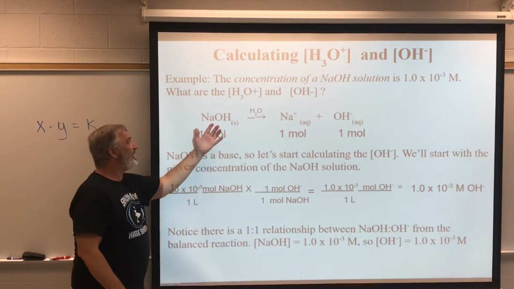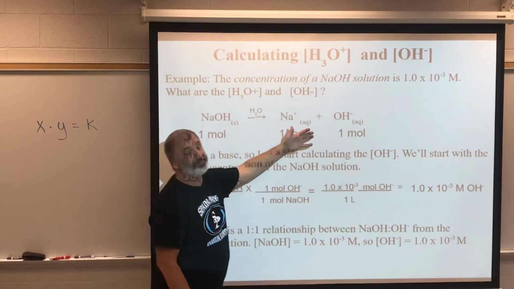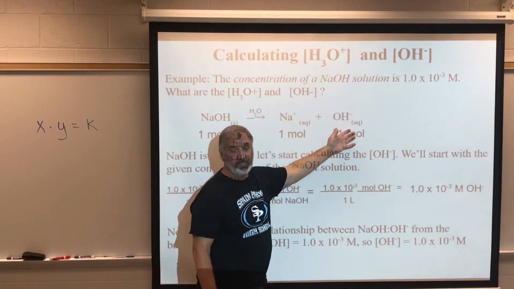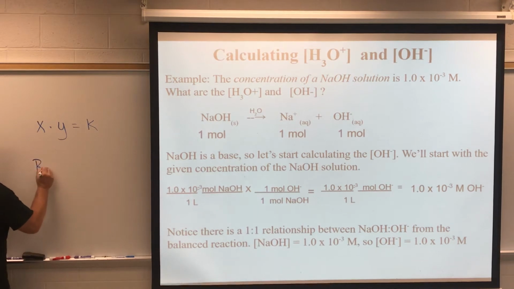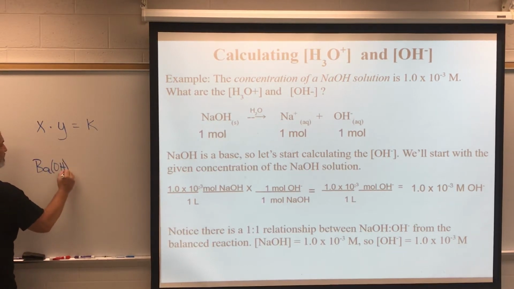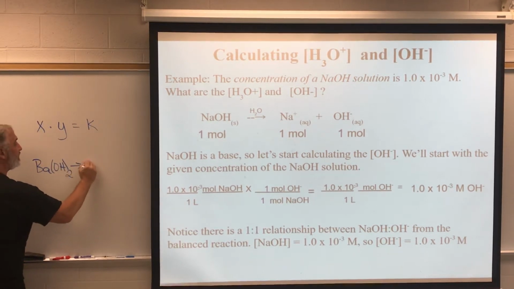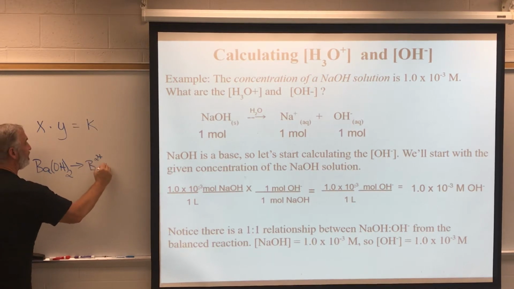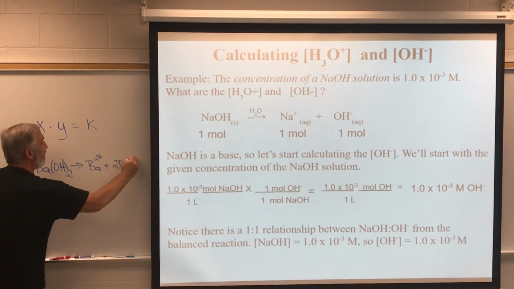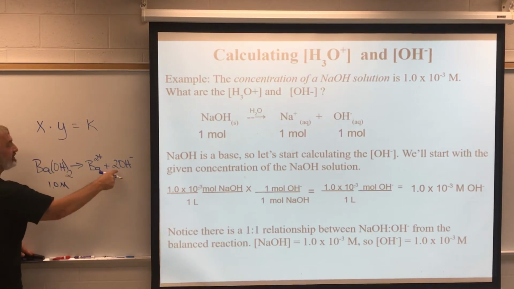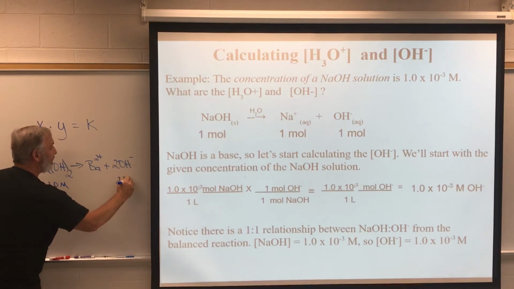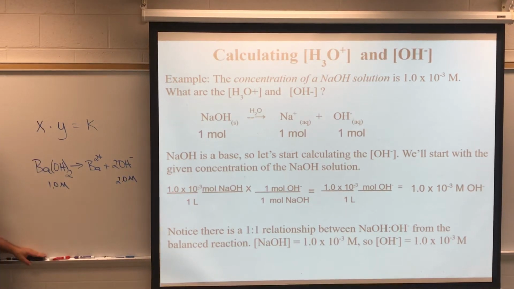So if we know the NaOH concentration, we really just know the OH minus. Now, if that happened to be Ca, or let's say Ba(OH)2, well, that's going to go to Ba2 plus and 2 OH minuses. Okay? So if this is 1 molar, for every one of these, you're going to get 2 of this, so the OH minus is going to be 2 molar.